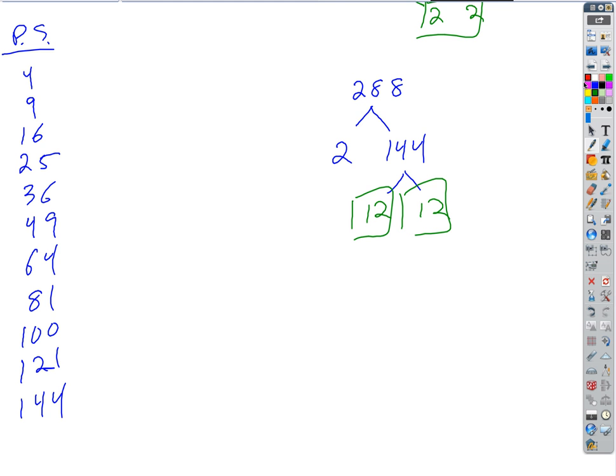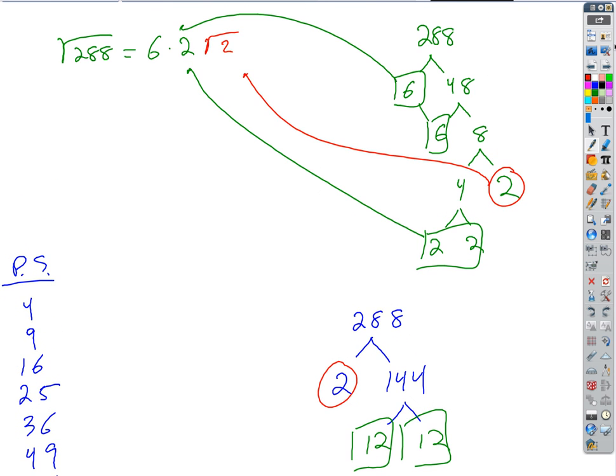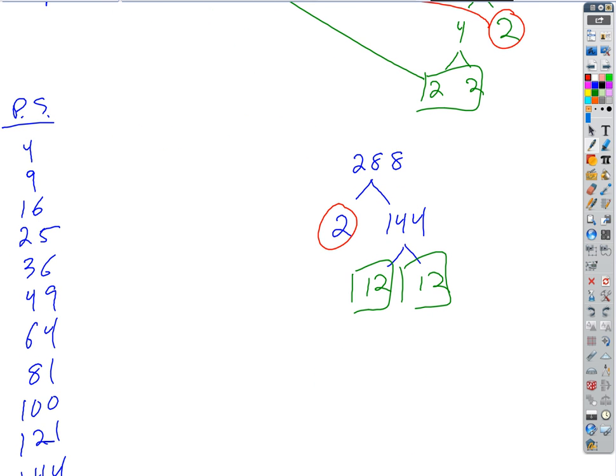So we get a couple of 12s and a single 2, and we go right to our answer. Instead of having to write this out in multiple pieces, square root of 288 equals 6 times 2 is 12 times square root of 2. You got it in one step, right? If you can factor it so you get a big perfect square there.